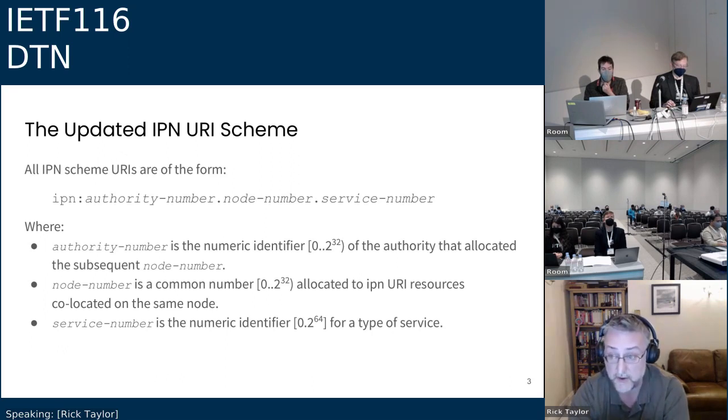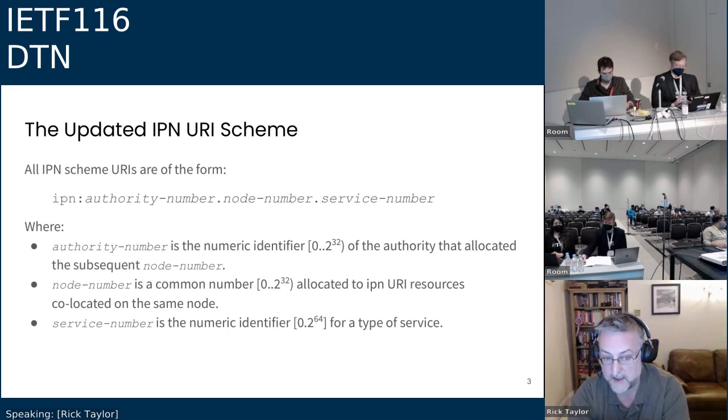Remember, URIs talk about resource identifiers. It's all about resources. And this is the first time we'll introduce the word node, and I'll come back to it throughout the rest of the presentation. It's been the hardest part of getting this document right, dancing around this word node. In this case, when we're talking about URI schemes, we're talking about a logical construct, nothing physical, and we're really trying to dodge any bundle protocol DTN connotations. We're just saying every resource that is named with IPN that is co-located on some logical construct called a node shares a node number.